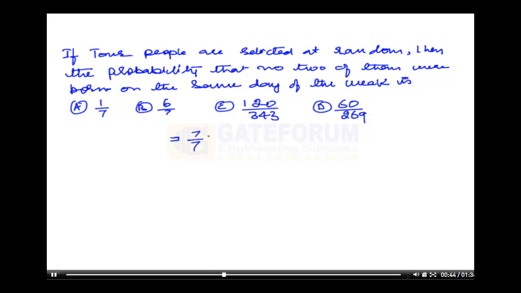And for the second person, he cannot be born on the day on which the first person was born. Therefore, he can be born on any of the 6 days of 7, therefore 6 by 7. Similarly, for the third person, he has only 5 days of 7 days to be born, therefore 5 by 7. Again, for the last person, 4 by 7.